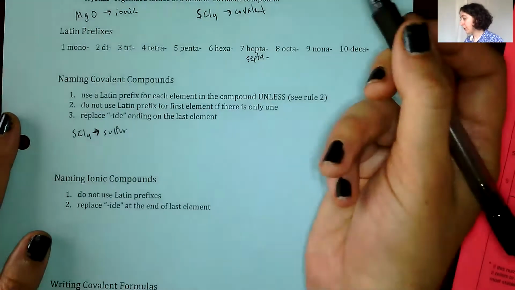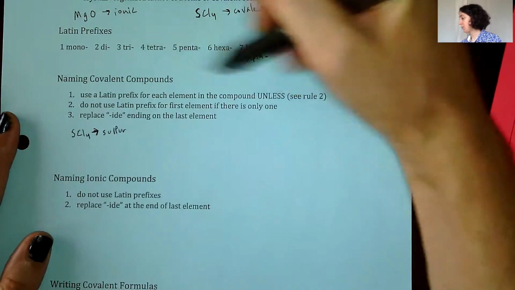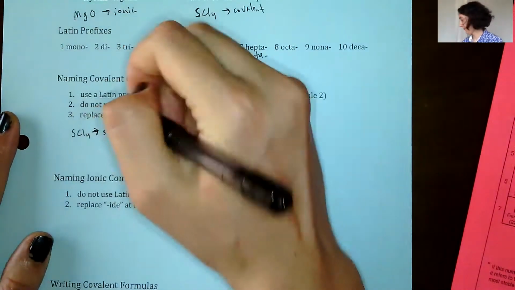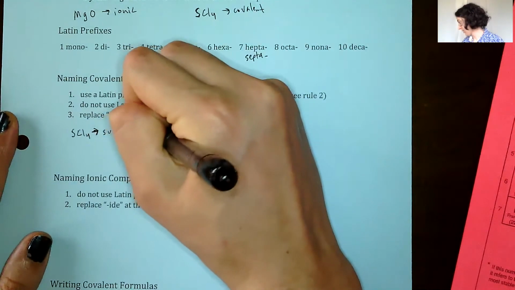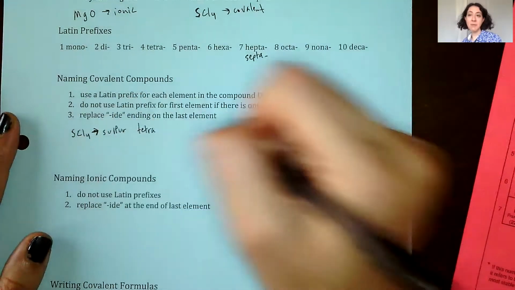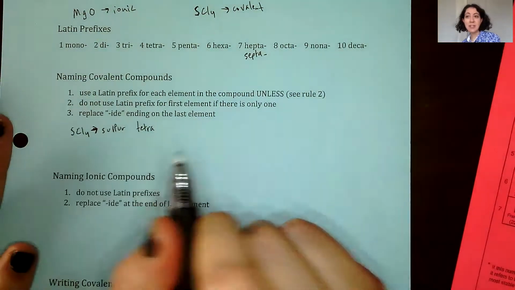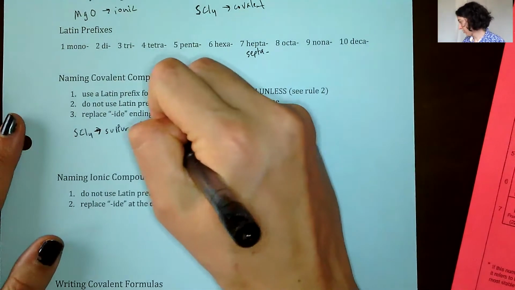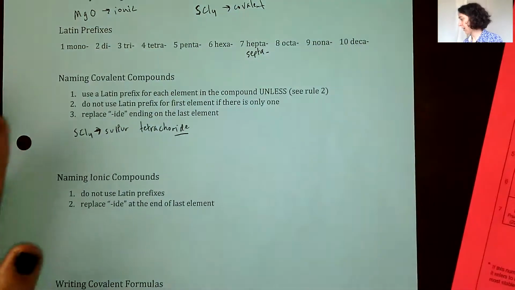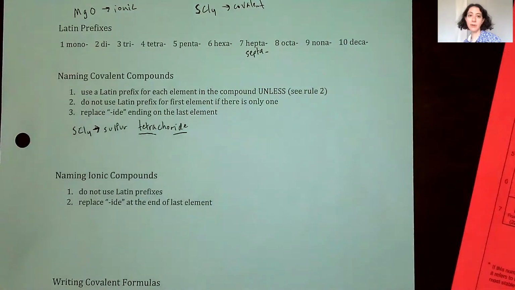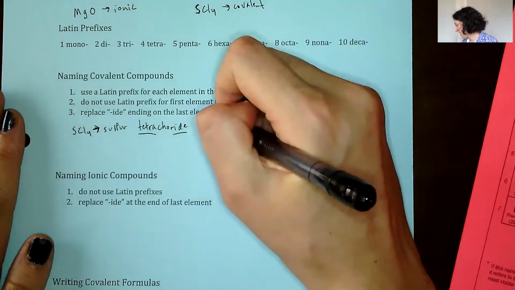If we know there's 4, we're going to have to put one of these prefixes in front of it, and it's going to be tetra. So second word, tetra, then it's going to be chlorine, but we have to change the "ine" to an "ide." So chloride. Tetrachloride. So sulfur tetrachloride is the name of this particular compound. And there you go, it's pretty easy. You just do whatever it tells you to do, and you just write it out. So let's try another one.